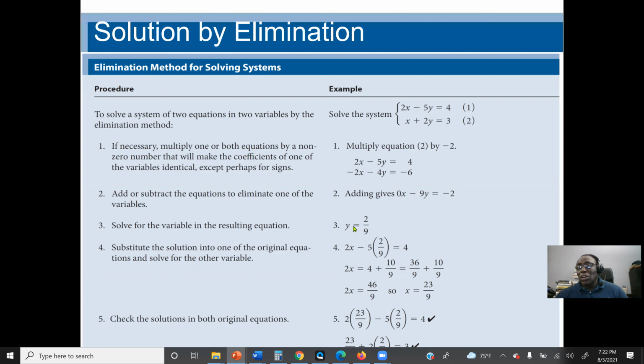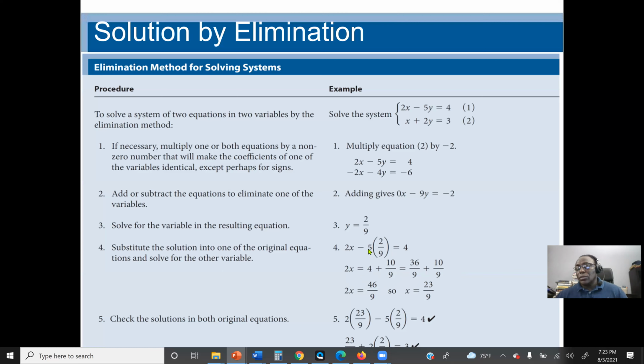Now, since we know the value of y, we can take either equation 1 or 2, then solve for x. Here we decided to take the first equation. So we have 2x minus 5, and instead of y we are going to substitute 2 by 9. So we get 5 times 2 by 9, equal to 4. So this will give us 2x equal to 4 plus 10 over 9. And when we solve this equation, our final answer will be x equal to 23 by 9.